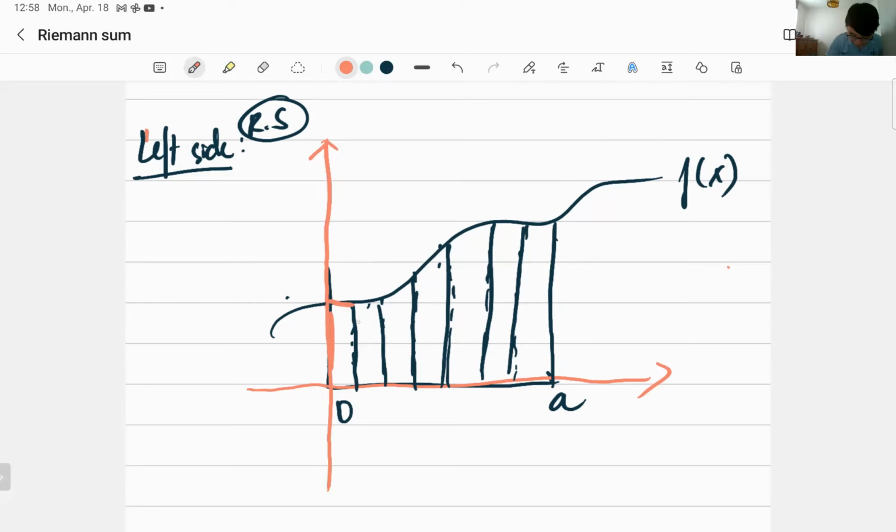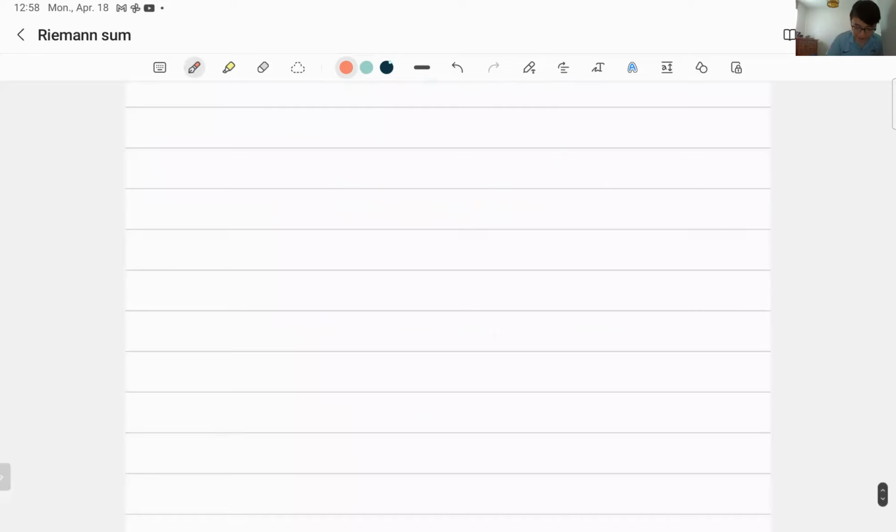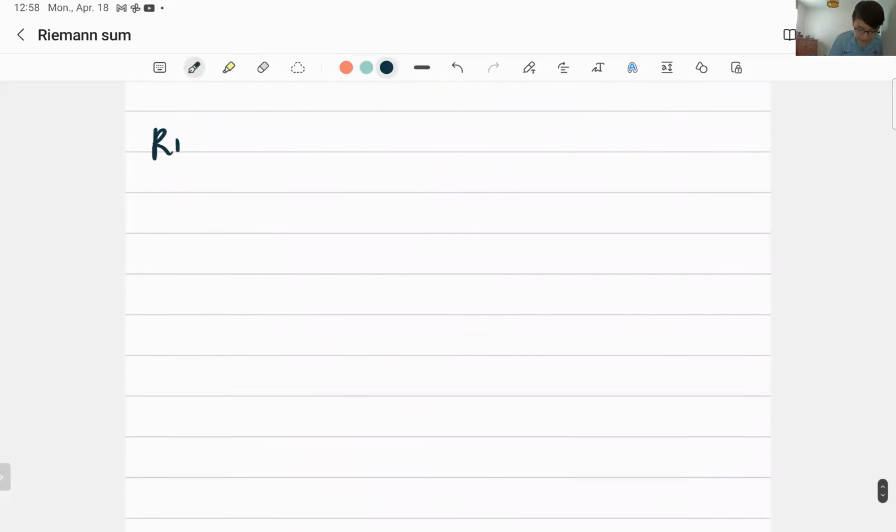Okay, so this is the left side of the rectangle, and draw another line. This is the left side, and draw another line. This one's the left side, draw another line. Done. Now, what you may notice is that the left side of the Riemann sum tends to underestimate the area under the curve. All right, and so this is the right side of the Riemann sum, the right side here.